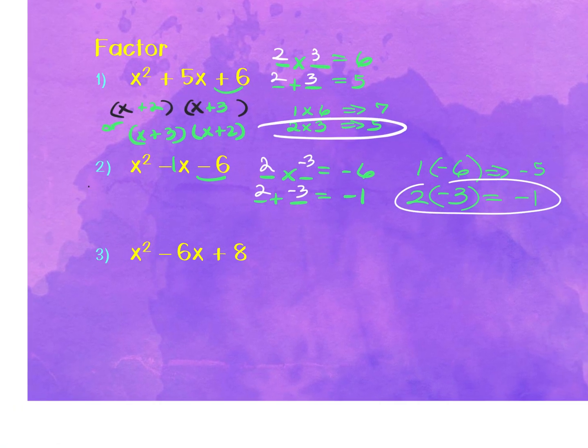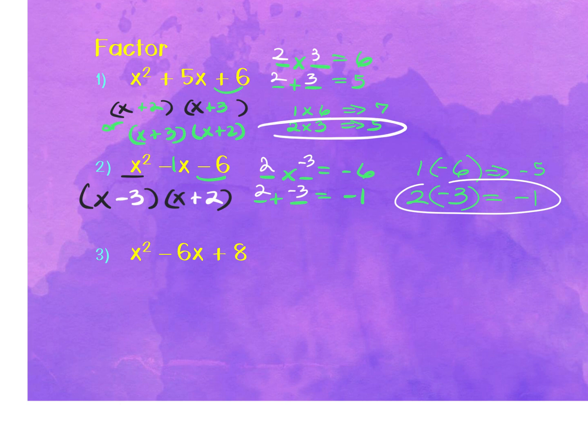So again, set it up with an x as the first, because this is the factors of the x squared. And then the two factors, the negative 3 and the positive 2. And again, you could put the positive 2 first. It doesn't matter.